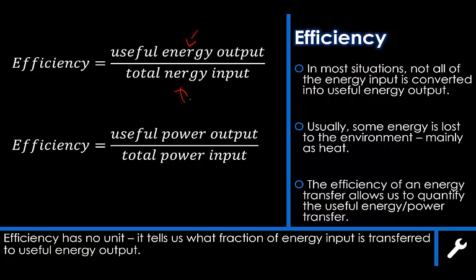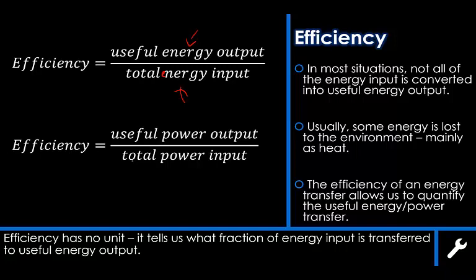Or we can take the useful power output and divide that by the total power input. That should give us the same number, the same efficiency. And because we're dividing an energy by an energy, or a power by a power, we end up with no units for efficiency. It just is a number that tells us what proportion of the energy that we put in we get out.